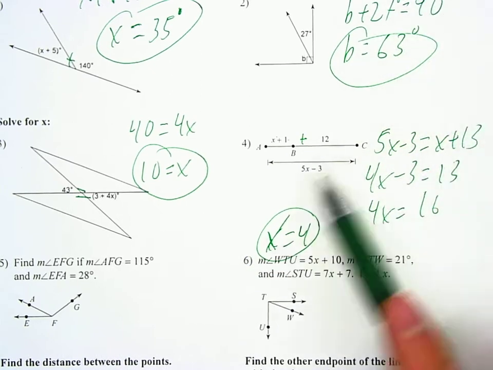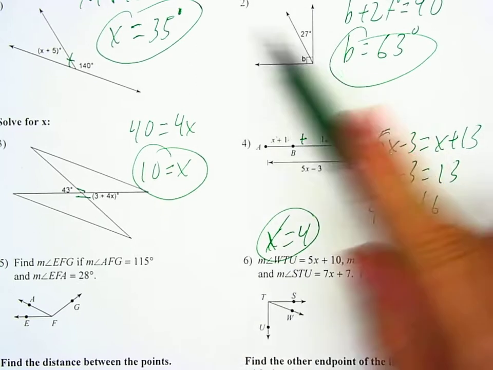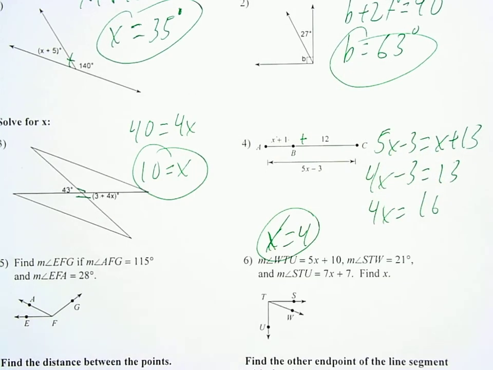All right, so we have segment addition postulate, vertical angles, complementary angles, supplementary angles so far. 5 points each.